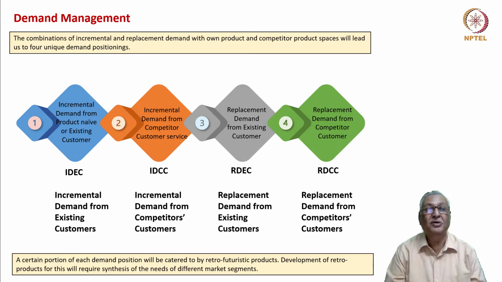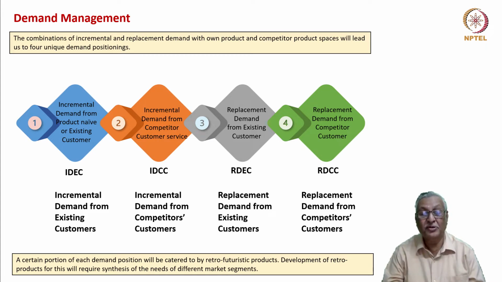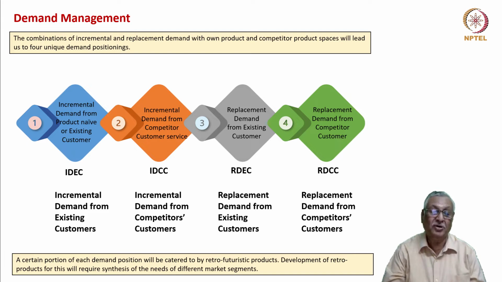These combinations of incremental and replacement demand with own product and competitor product spaces will lead us to four unique demand positionings. First, incremental demand from product naive or existing customers, and incremental demand from existing customers. This leads to a situation where existing customers keep demanding newer products based on the products that they already have. On the other hand, there could be incremental demand from competitors' customers. That is, people have been used to your competitors' products, but based on customer service or some other factor, there would be incremental demand from competitor products.